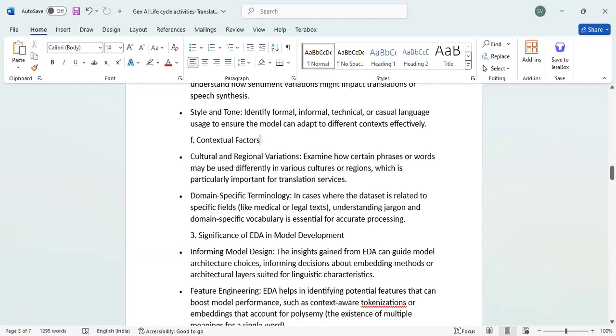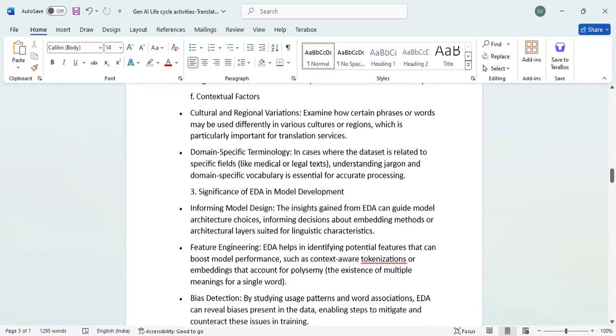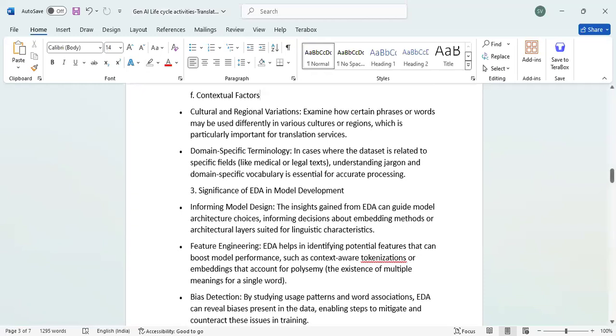Yes, obviously, every region has got different language notation. Okay. Domain specific terminology. In cases where the dataset is related to specific fields like medical or legal texts, understanding jargon and domain specific vocabulary is essential for accurate processing. In some languages you may not get English words sometimes, so they need to see an alternate method to imitate it. Okay.